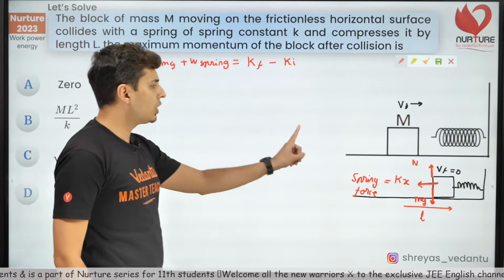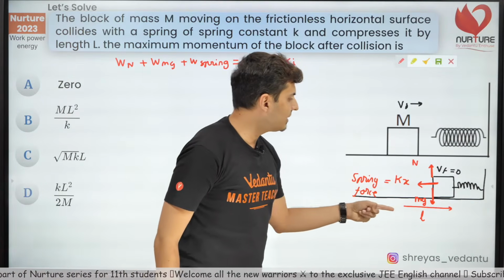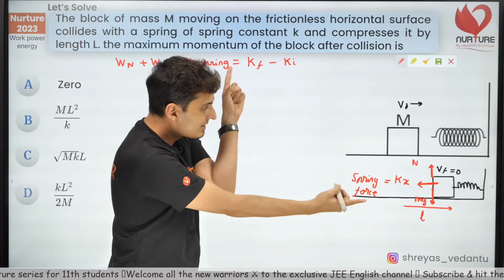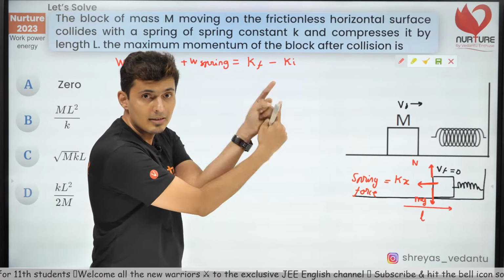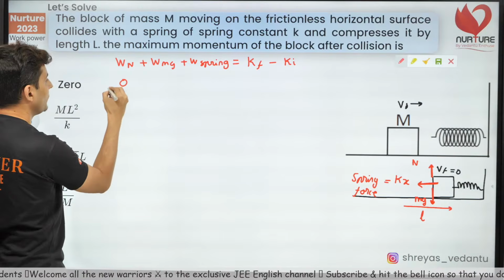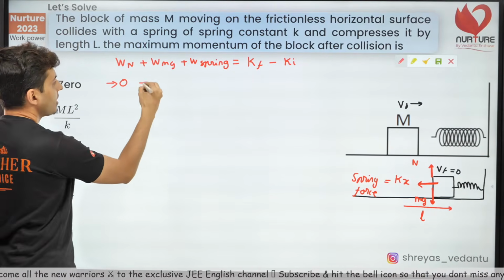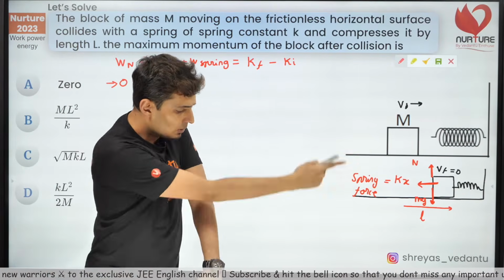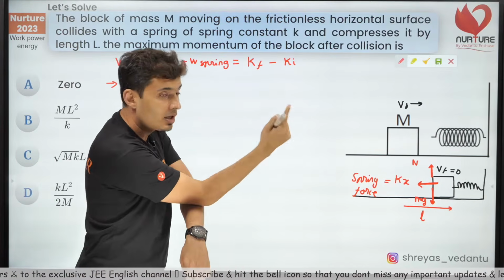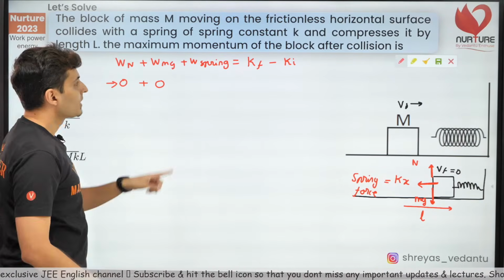What is the work done by normal force? Well, the displacement is here. Normal is like that, perpendicular. So the moment it is perpendicular, it's gone, 0. Okay, so that's what it is. Work done by gravity: gravity is down, displacement is there. It's again perpendicular, gone, 0.